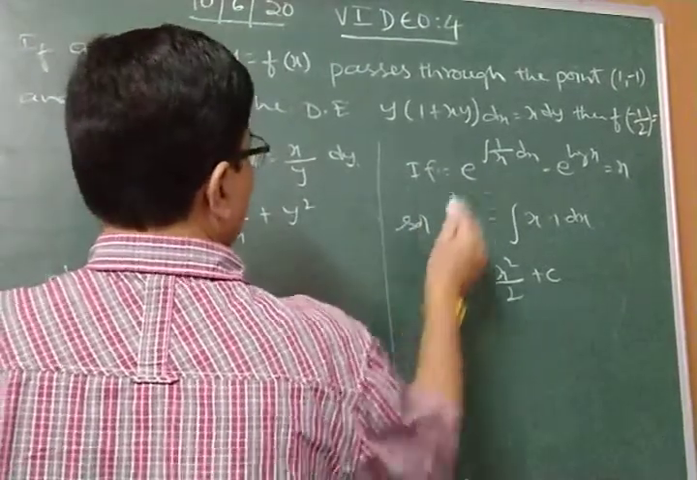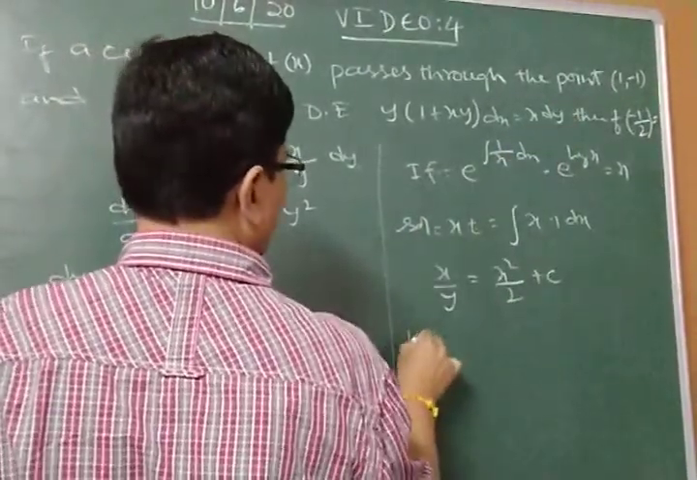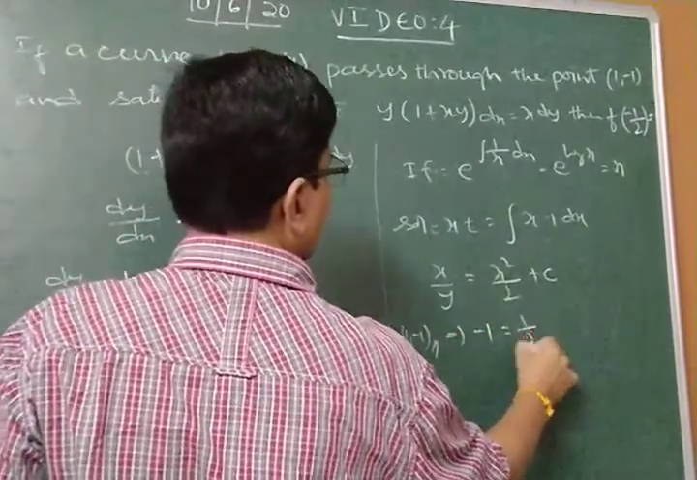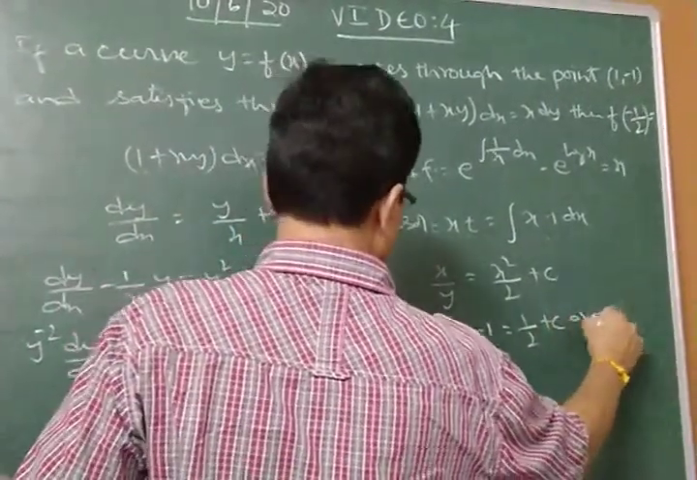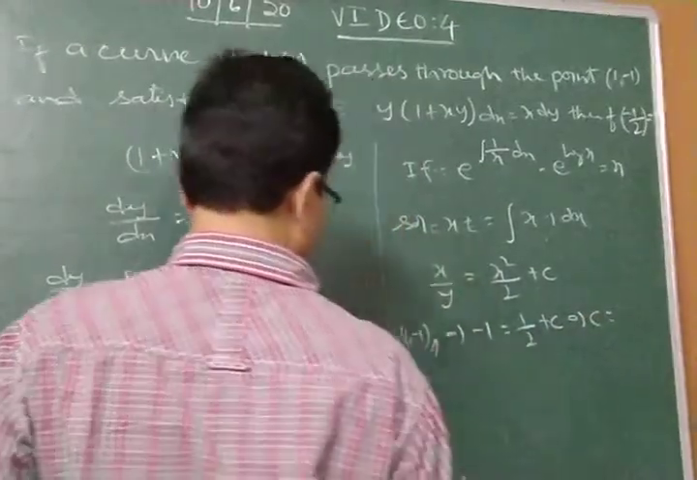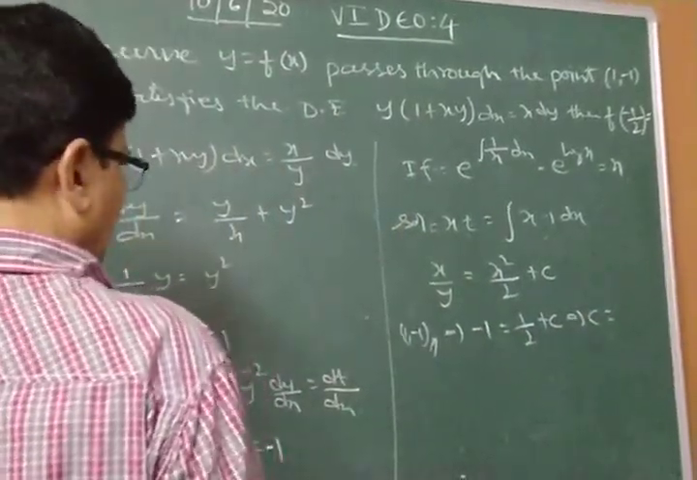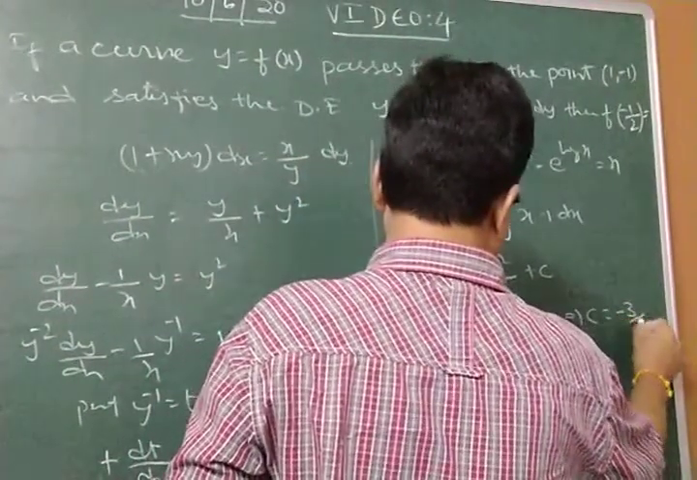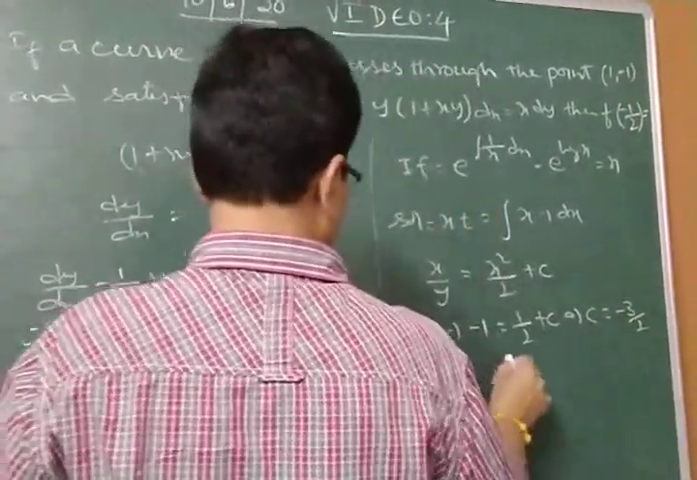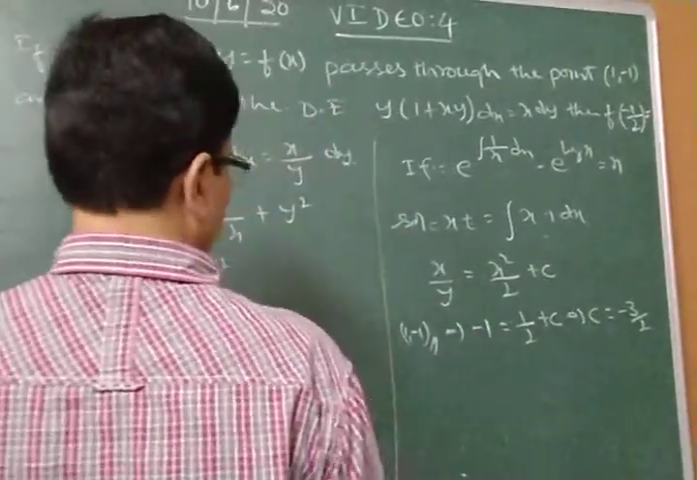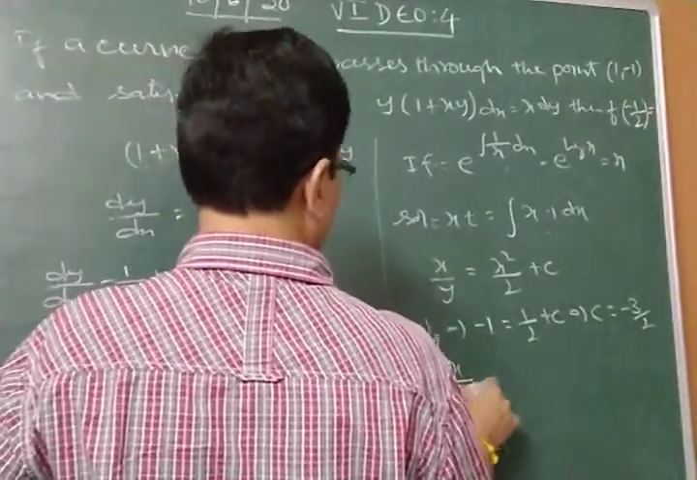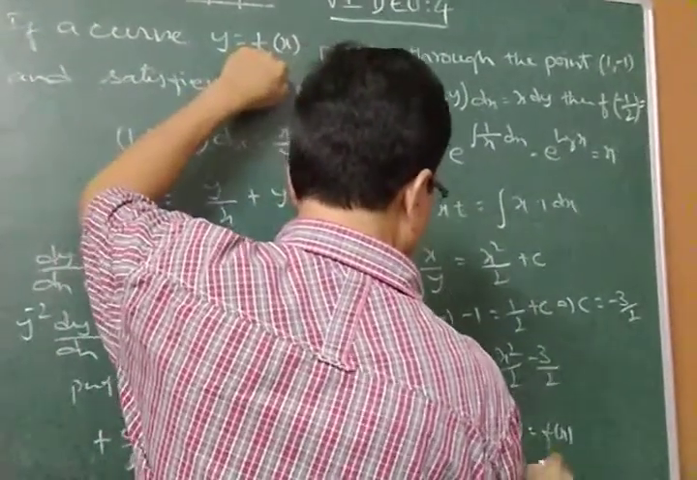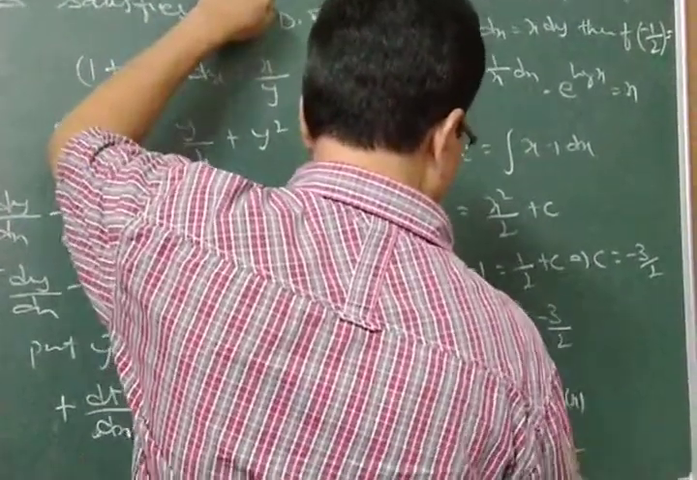So this equation passes through the point (1, -1). That implies -1 is equal to 1/2 + c. So that implies c is equal to -1 - 1/2, that means -3/2. So c is equal to -3/2. Therefore x/y is 1/2. f(-1/2) is equal to -1/4.